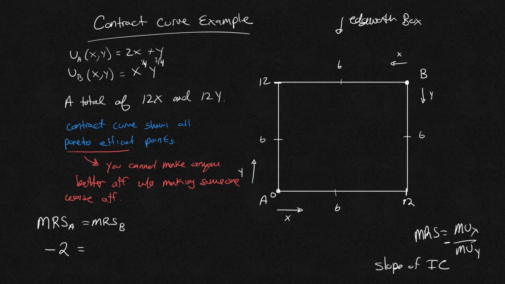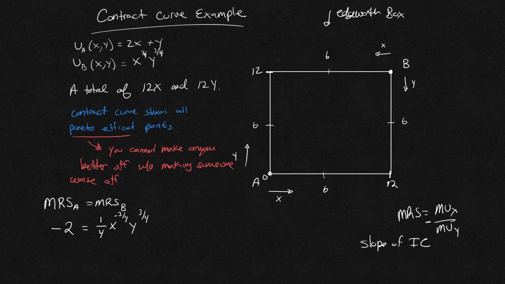The MRS for B, this one's a little more difficult. So for the MRS for a Cobb-Douglas, we need to figure out what that MUx over MUy is. So the marginal utility of x here, the first derivative with respect to x, is going to be 1/4 x to the negative 3/4 y to the 3/4. Make this a little smaller again, try to keep everything on one, divided by 3/4 x to the 1/4 y to the negative 1/4.